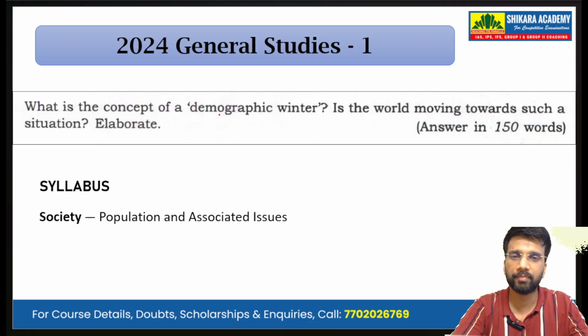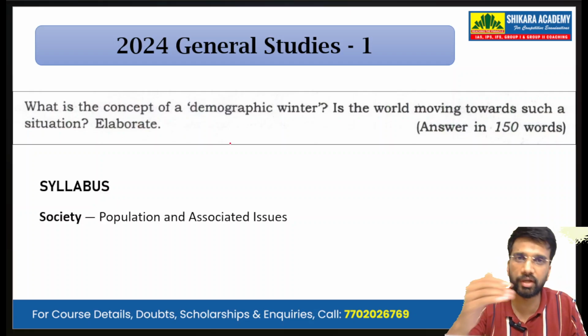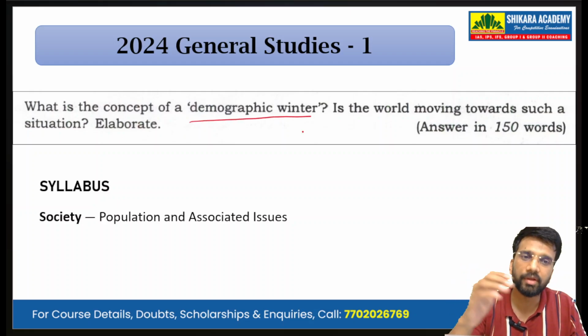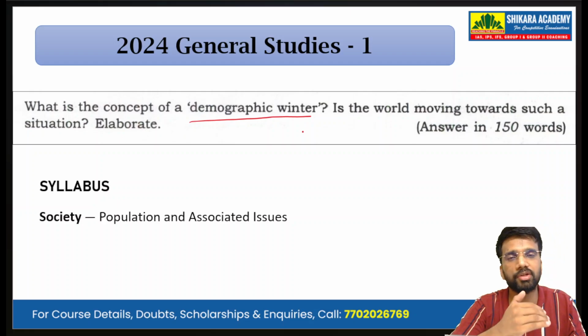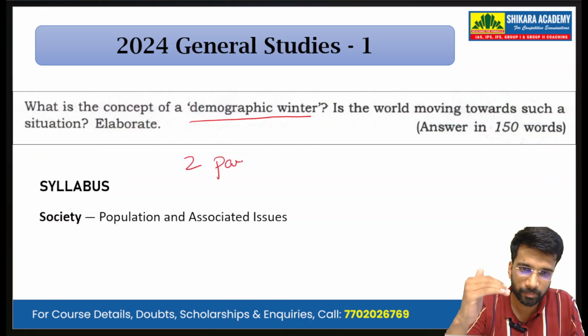Let's begin. Now this particular question was asked by UPSC in 2024 GS paper 1. What is the concept of a demographic winter? Is the world moving towards such a situation? Elaborate. So this particular question has two parts in it.